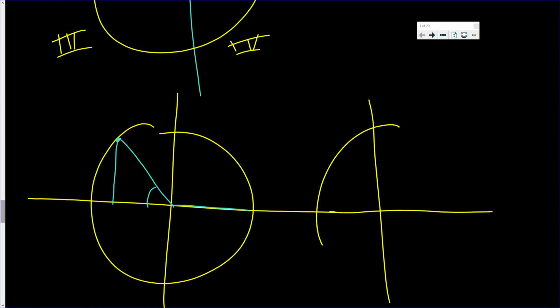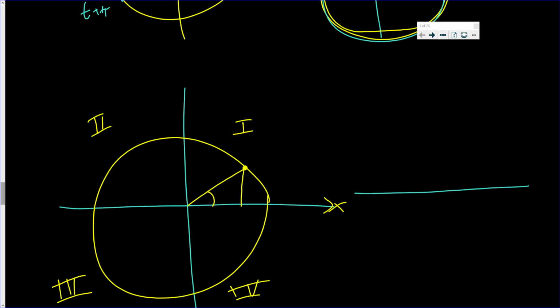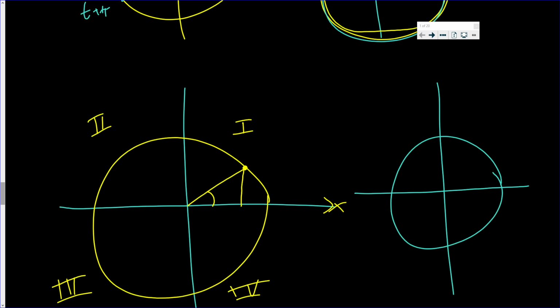If you have an angle in quadrant 3, go to the x-axis, and there's your reference angle. If you have an angle in quadrant 4, well, the angle is that angle. Go to the x-axis. There is your reference angle.